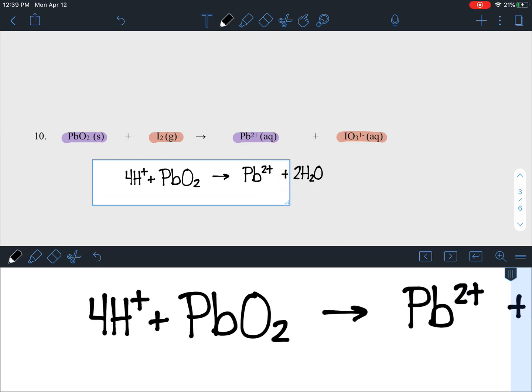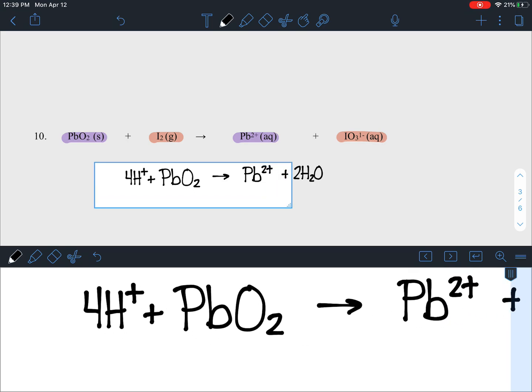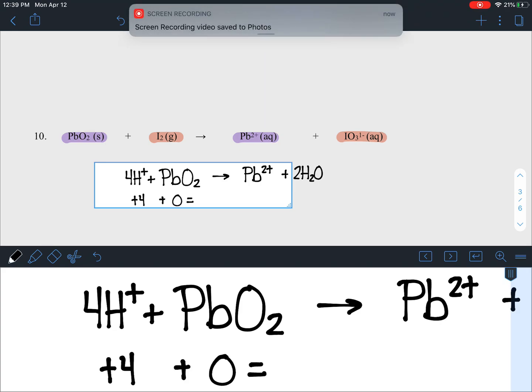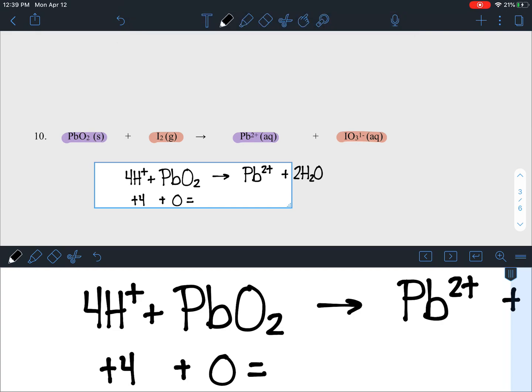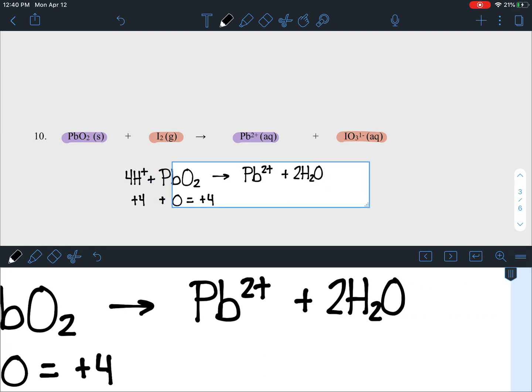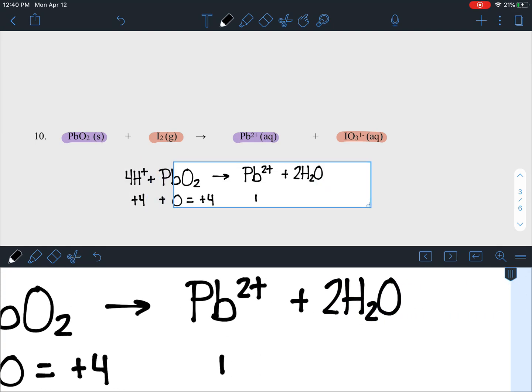And now I want to balance out my charges, so I have a positive 4 from the hydrogen plus a 0 from the lead. Likely that's lead 4 oxide rather than lead 2 peroxide, but we don't know for sure because we're not given a name. So this will give us a positive 4 on the reactant side. And then over here I have a positive 2 and a 0, so I get a positive 2 on this side.